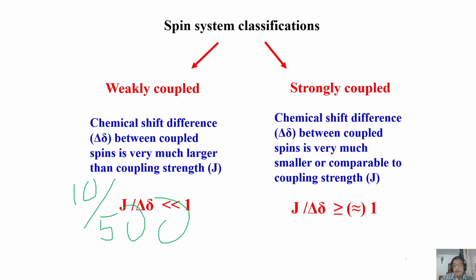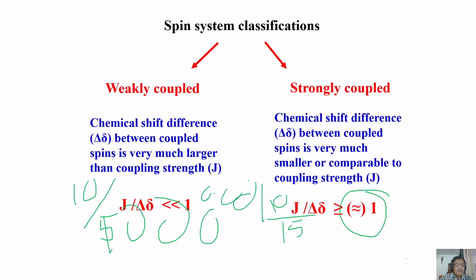Now come here. In this case, J and delta are comparable. J is 10 hertz and delta separation is also, let's say, 15 hertz. This ratio is of the order of 1. Here it is much smaller: 10 by 500, or let us say 10 by 1000, which I will take for ease of comparison, is 0.001. This is much smaller than 1, and this is a weakly coupled spin system, whereas this one is a strongly coupled spin system. You understand this one.